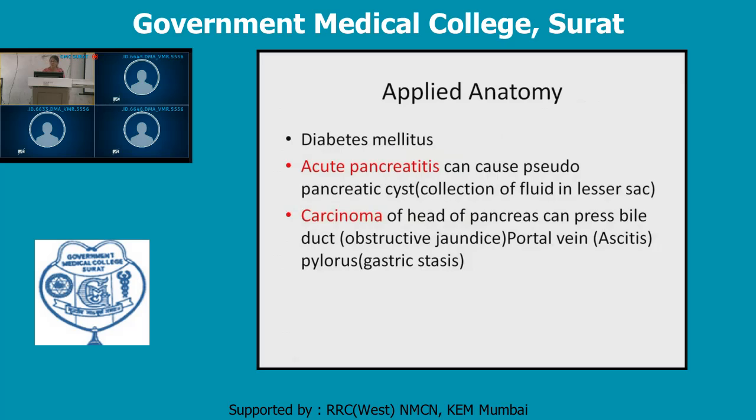Carcinoma of the head of the pancreas can compress the important structures related to the head. Posteriorly, there is the bile duct. If the bile duct gets compressed because of the carcinoma, it can lead to obstructive jaundice. And posterior to the neck, there is the portal vein. If it gets obstructed by carcinoma, it can lead to ascites. And anterior to the neck, there is the pylorus, and if it gets compressed, gastric stasis can occur. So all these anatomical relations of the pancreas are important.